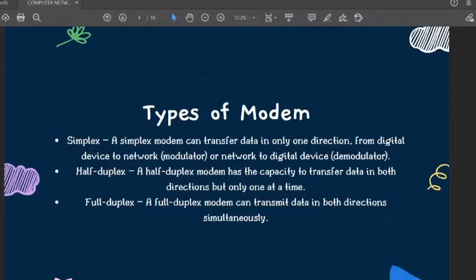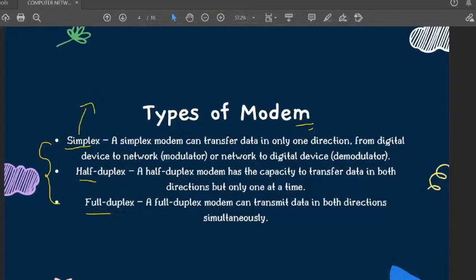Okay, so the types of modem, there are basically three types. These are the three types of how the signals are transferred, sometimes also known as types of transmission media, like this is the way the data are moving: simplex, half duplex and full duplex. I will just explain it, you can read the definition on your own.